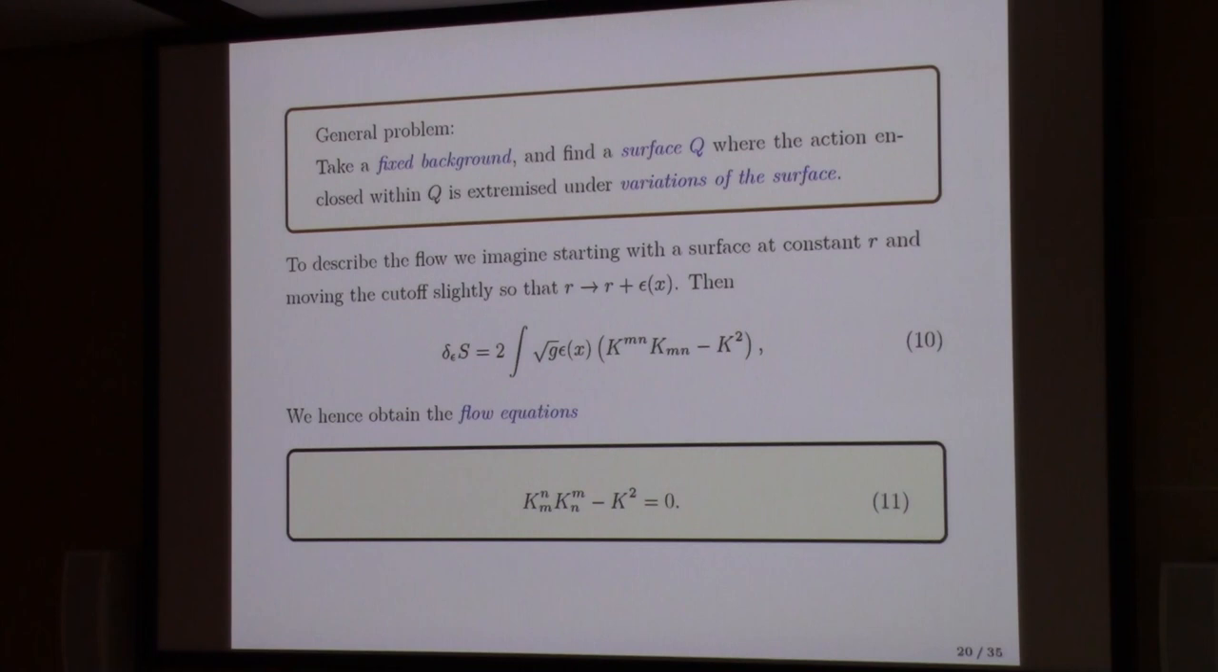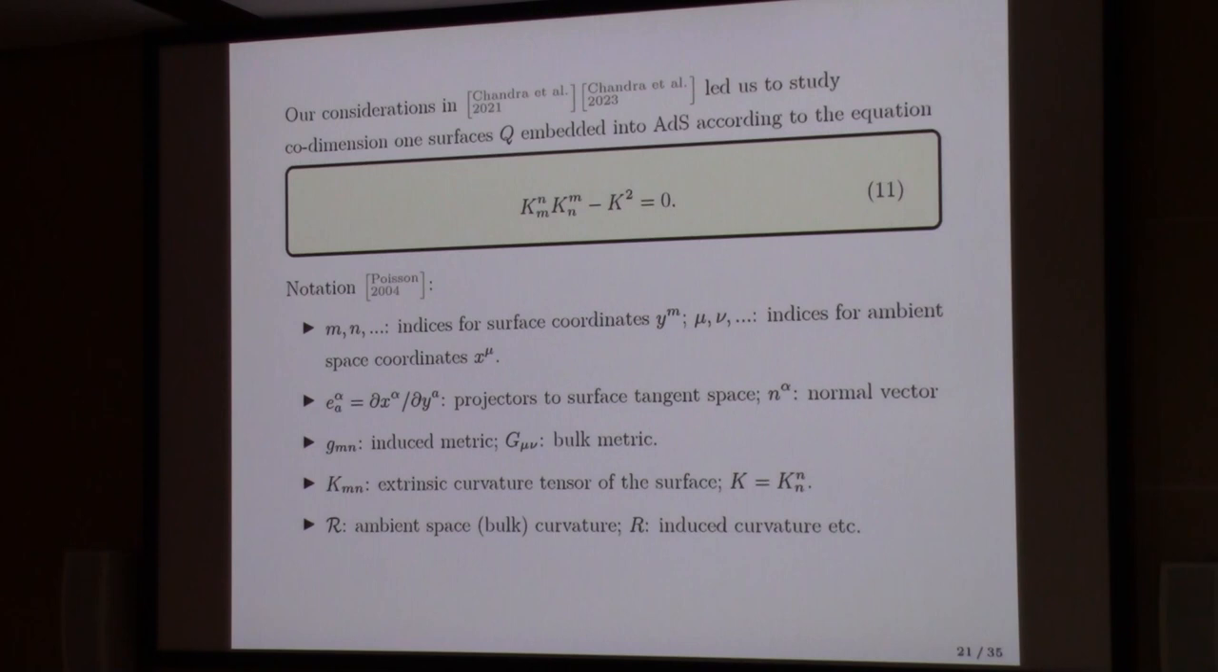Then we can show that the variation of this action takes this form. And consequently, the equations of motion for the surface Q take this form. So now we ask ourselves, what's the physical meaning of these equations? And maybe at this point it's good to collect ourselves and remind ourselves of the notation.